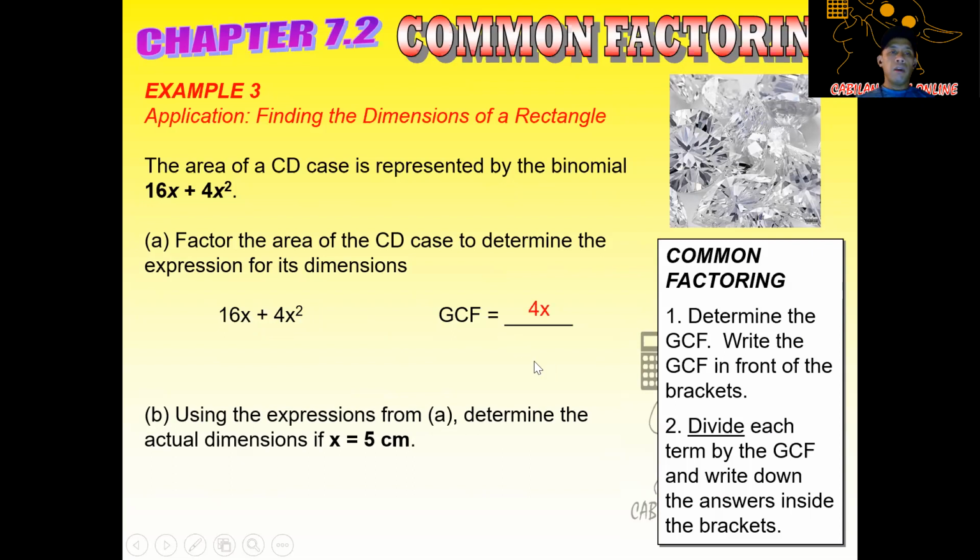All right. Okay, and let's factor this out. So remember that you always start off by taking the greatest common factor and writing it in front of a set of brackets there. So do that as we're going along. And what we're doing here is taking the greatest common factor and then dividing each term by it. So 16 divided by 4 is going to give me 4. And these two x's, since they're the same, they cancel out. So the first term inside the bracket is going to be 4.